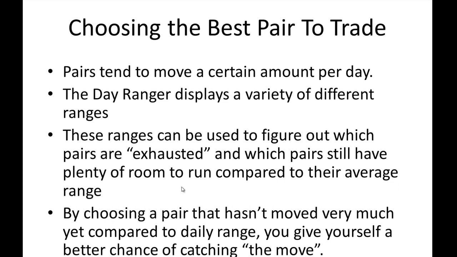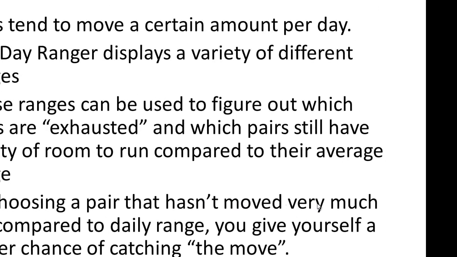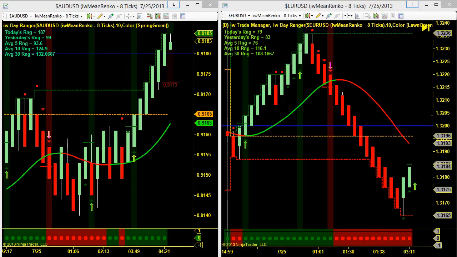By choosing the pair that hasn't moved very much yet compared to the daily range, you give yourself a better chance of catching the big move of the day. Let's go ahead and see how that looks on the chart. Here are the two pairs I've selected to discuss this factor with: the one on the left is the Australian dollar versus the US dollar, and the one on the right is the euro versus the USD.